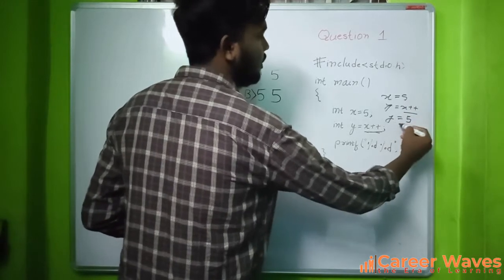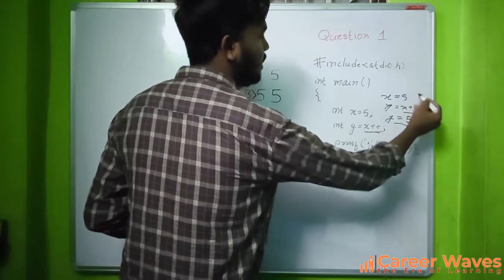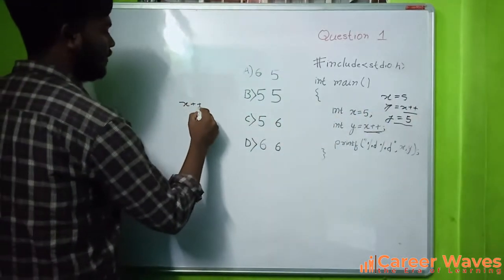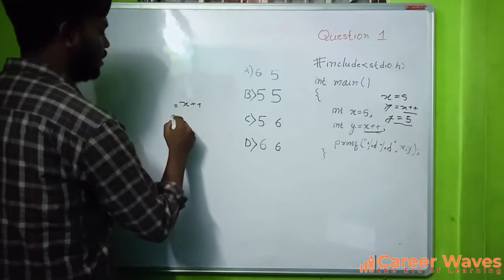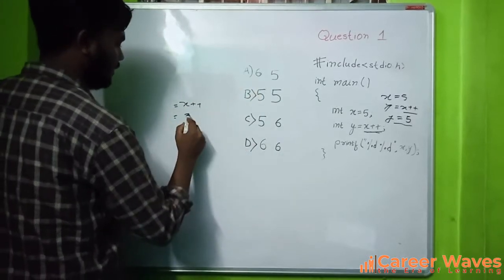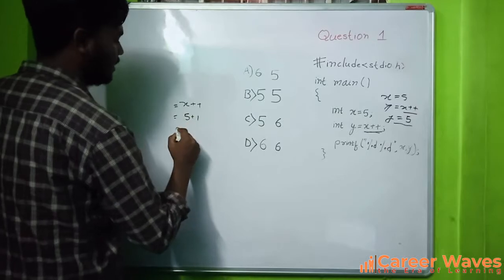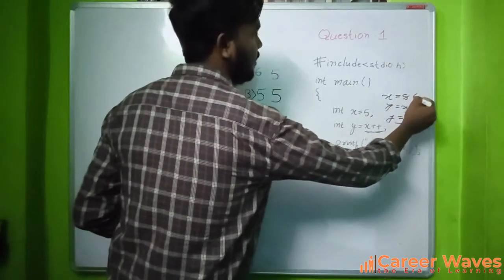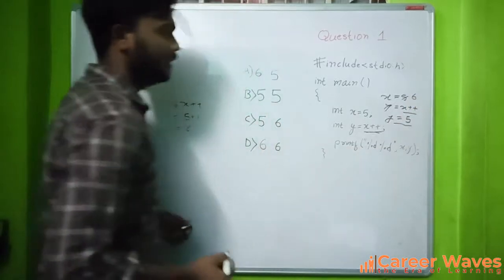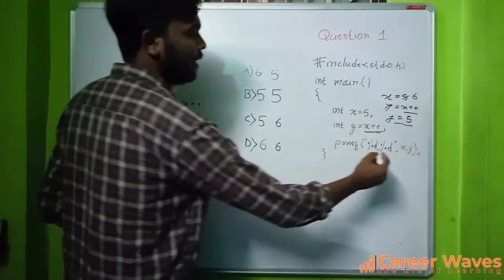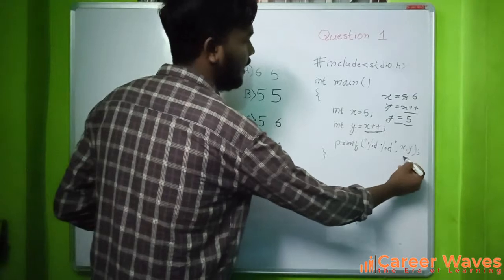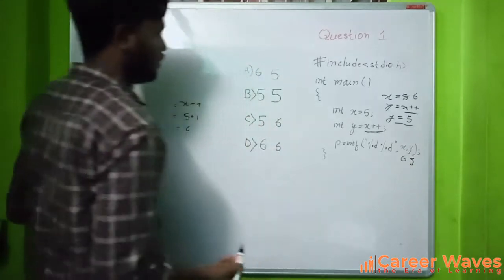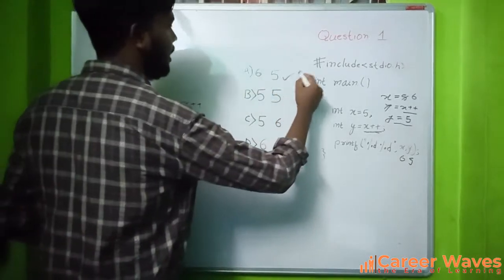Now after the execution of this line, the value of x will be incremented by 1. This x++ means the value of x is incremented by 1. The value of x initially was 5, 5 plus 1 becomes 6, so the value of x later becomes 6. So the value of x is 6 and the value of y is 5. So in %d, the value of x here will be 6 and the value of y here will be 5. So the correct option will be option A.